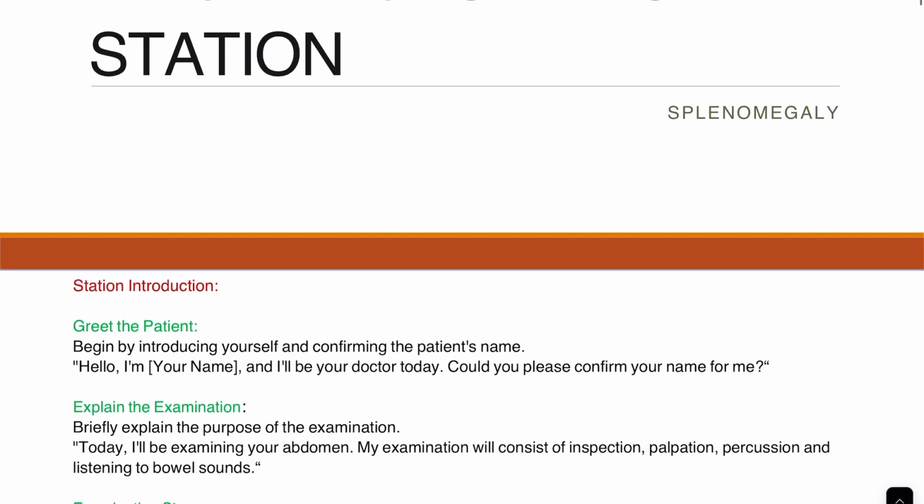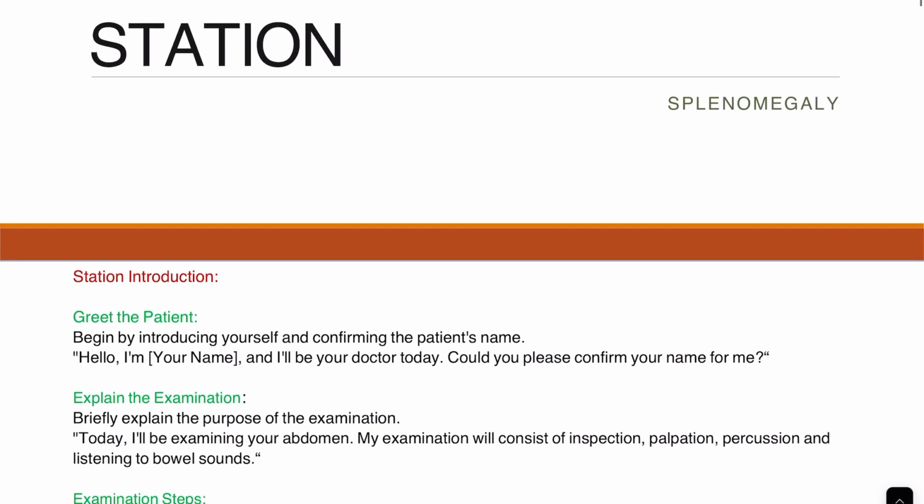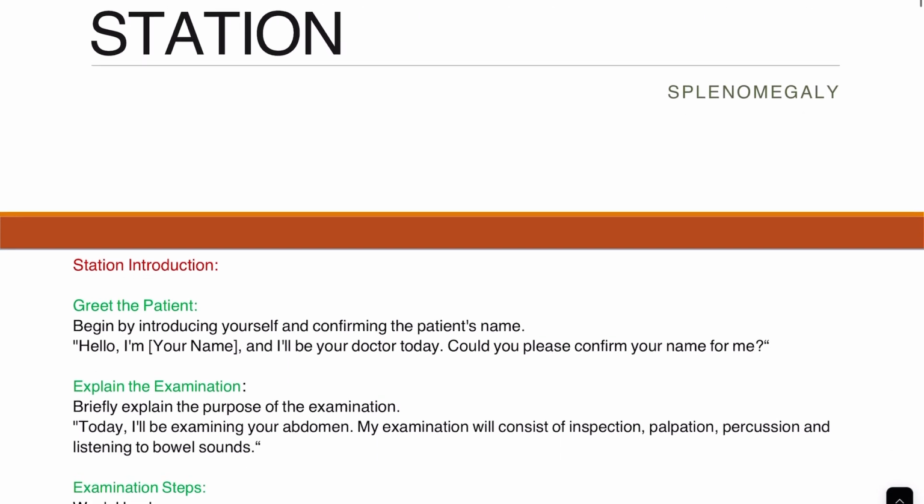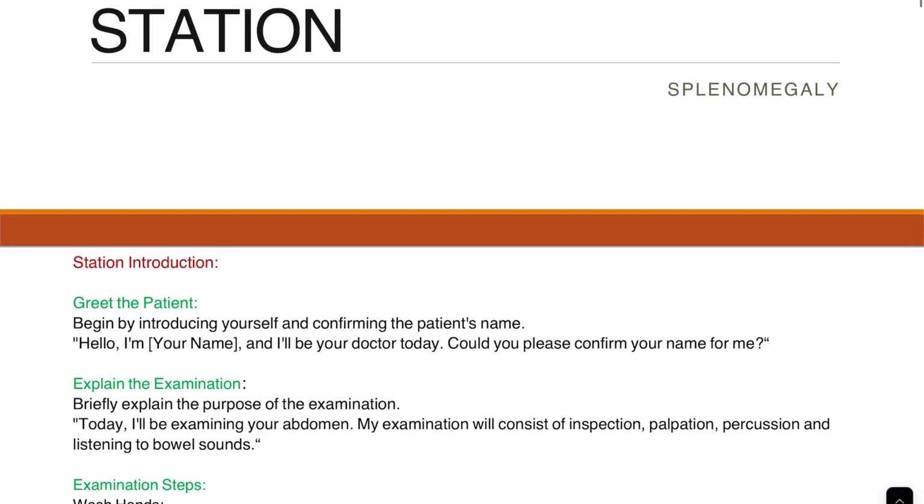You're not required to take any history from the patient. There'll be some command there, like examine the abdomen, or there may be some other statement like the patient is having abdominal pain, please proceed, or maybe the patient is having some weakness, or maybe some other clues.